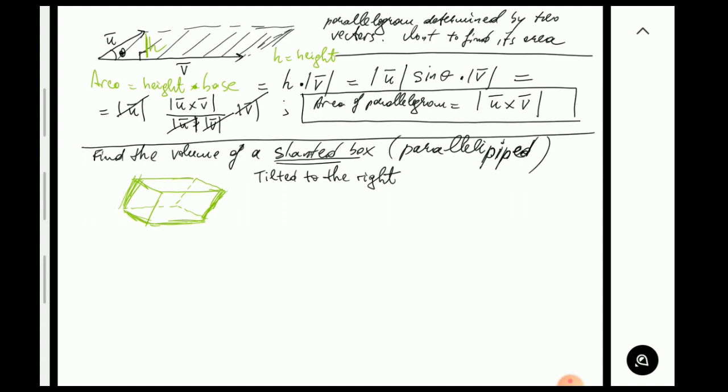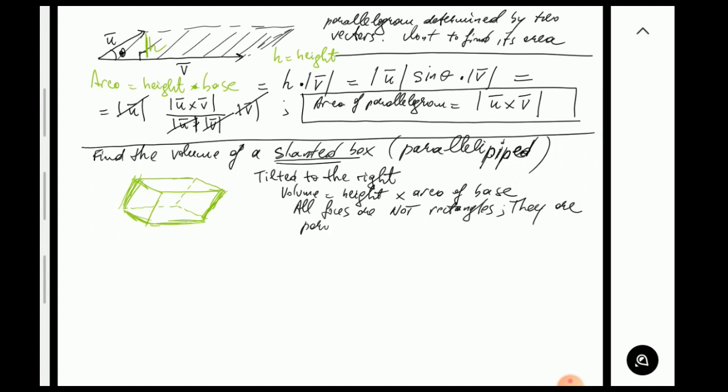So because it's not straight, of course, the volume is still the height times the area of the base. But the problem is that the faces are not rectangles. They are, in fact, parallelograms. Which means if I sketch the height, let's do it here, it may fall on the outside of the face there. Okay, so let's see how we can do this with vectors.